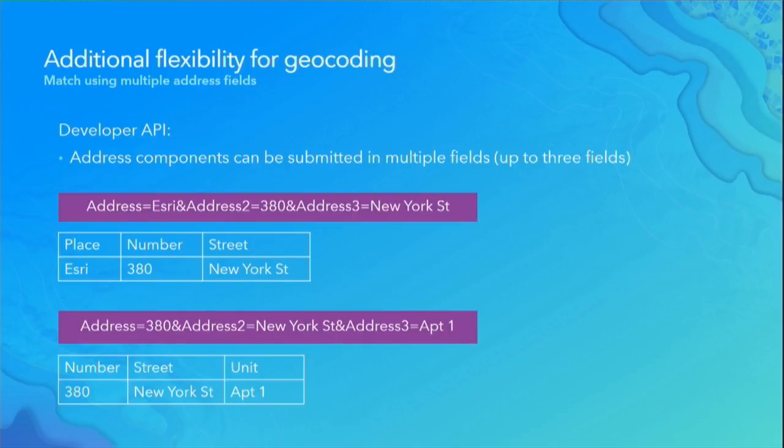Here's a second example where things are shifted around a little bit, or we have different information. We have a spreadsheet with a number, a street value, and a unit, such as an apartment. And you could pass those in those 3 fields and also expect to get a result. So a nice enhancement to the API to give a little bit more flexibility when working with data that's in multiple fields.